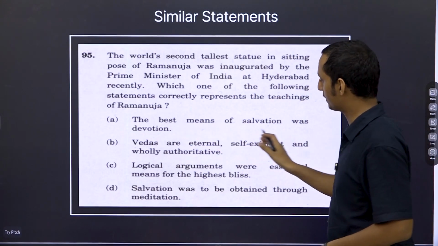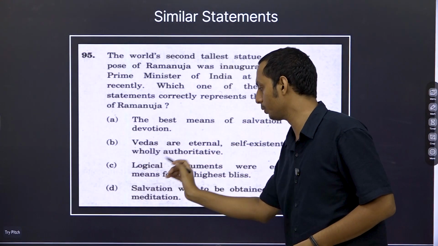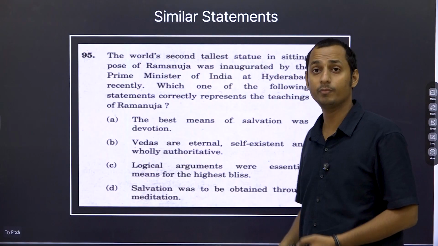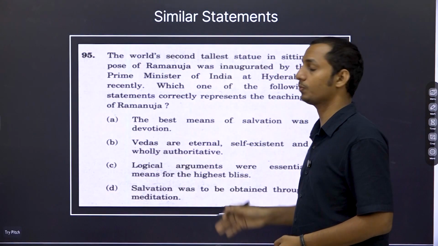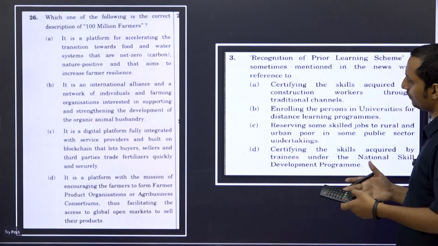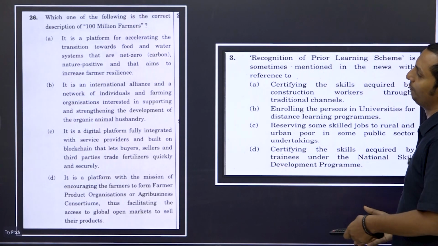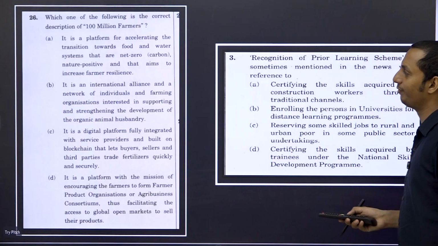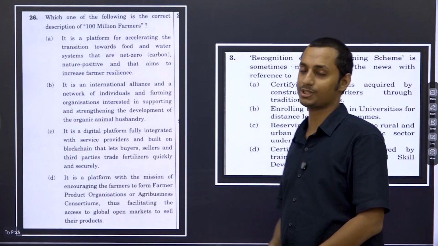Here, the best means of salvation was devotion, which is very similar to salvation was to be obtained through mediation, very similar options. The best means of salvation was devotion was the right answer here. Now, in the final case, you can always go for the more specific option. Okay, that is what we do in case we don't have any other logic to support the same.